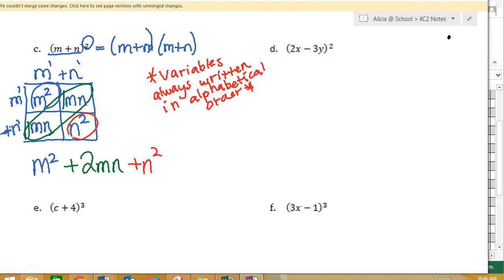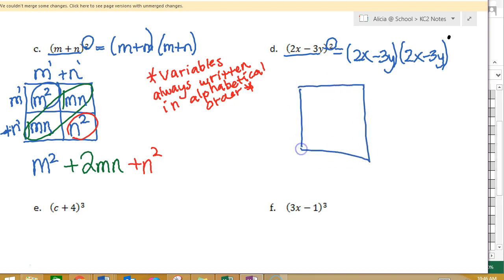We're moving on to our next example, letter D. Quantity of 2x minus 3y squared. Again, all this means is we are multiplying that base 2 times, multiplying it by itself however many times our exponent tells us to. Then we have a trinomial, not a trinomial, my bad, a binomial, because each of these has 2 terms in each. So it's a binomial, so 2 by 2.